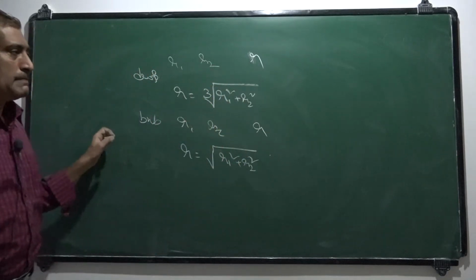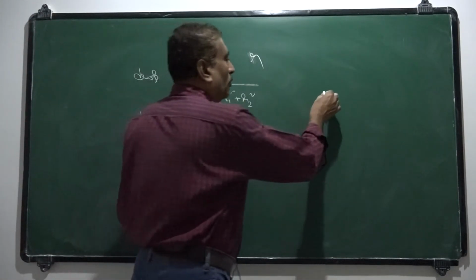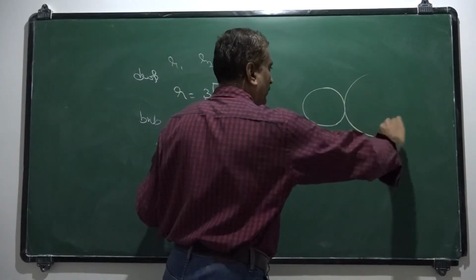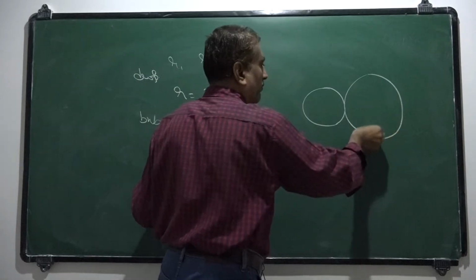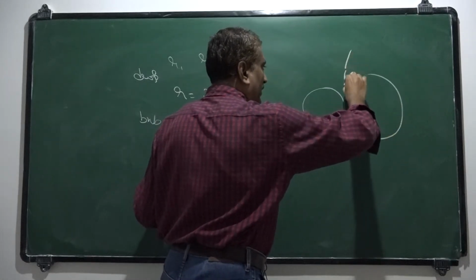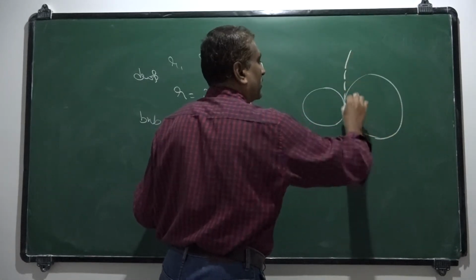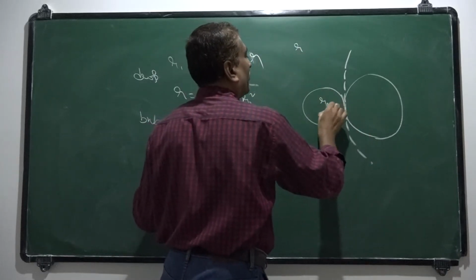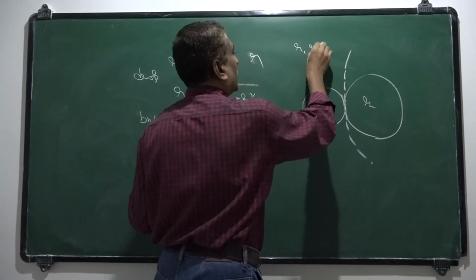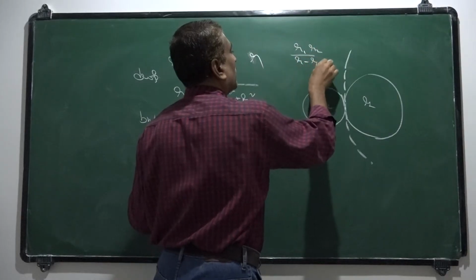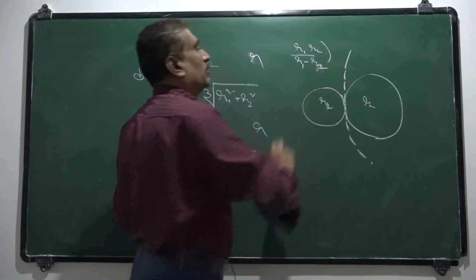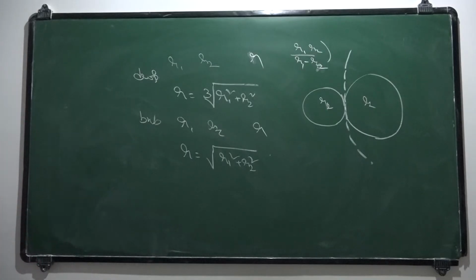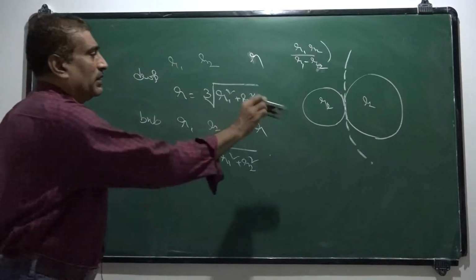If two bubbles combine, touching each other just like this, then the radius of curvature of this contact surface is given by R1 R2 by R1 minus R2. So you have to remember this formula directly.